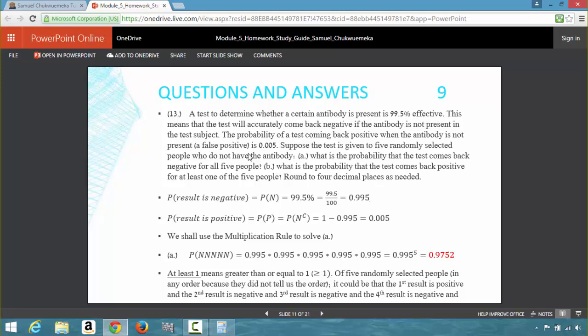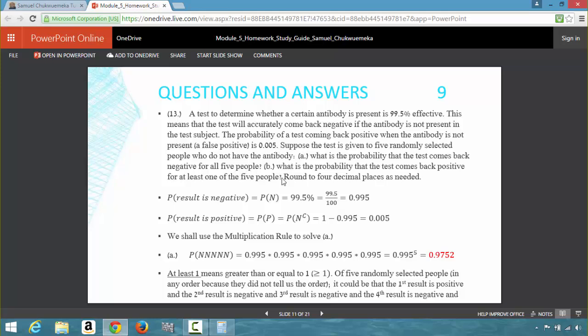The probability of positive is 0.005. Of course, if you add both of them, it gives you 1. Remember, 1 is the total sum of all probabilities. So this is a probability model. What is the probability that the test comes back negative for all 5 people?